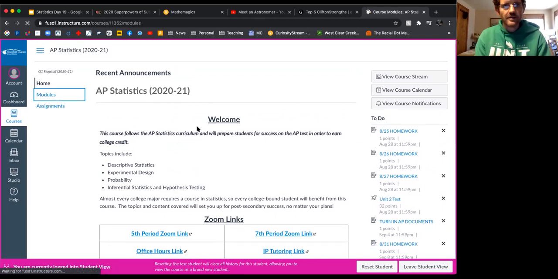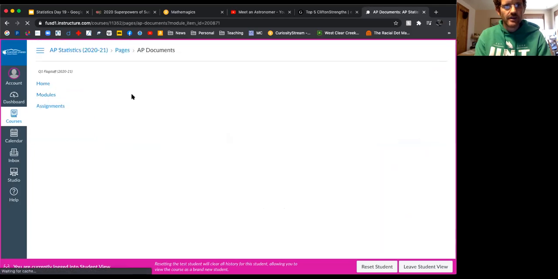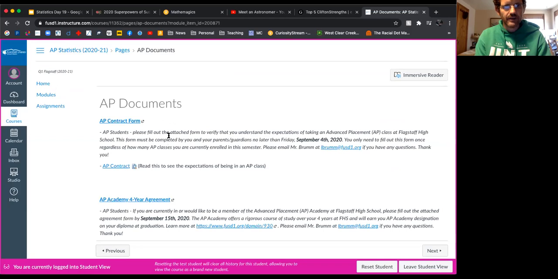The other stuff here, the AP documents that I keep talking about that you need to fill out, are located here. If you didn't see that, it was up at the top. I'll go back in a minute. The actual AP contract form and your agreement are these links right here. This other one is just a link to see what the expectations are, but it's not what you actually fill out. So make sure you go here and fill both of these out.